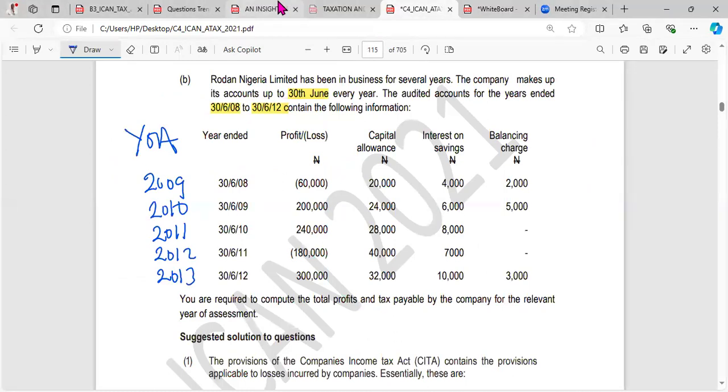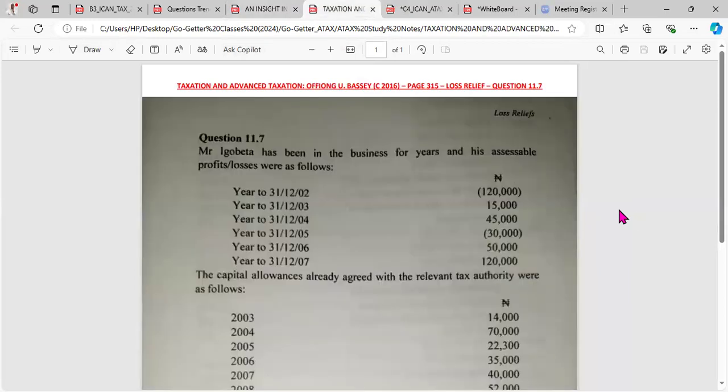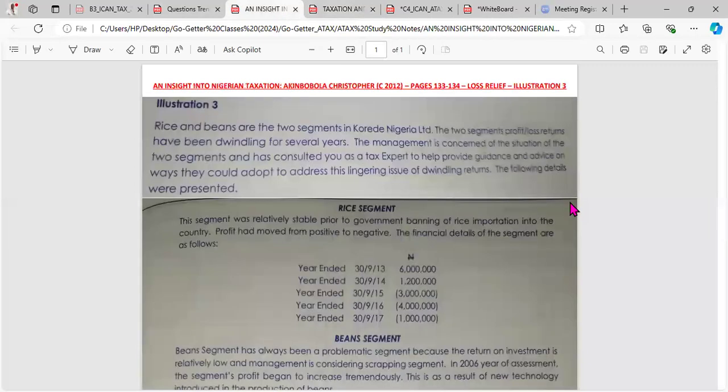Question number 3. This question is loaded. Very, very loaded. Let me look at question number 4. Question number 4 is also an ICAN past question. Let's take this question number 3 first.